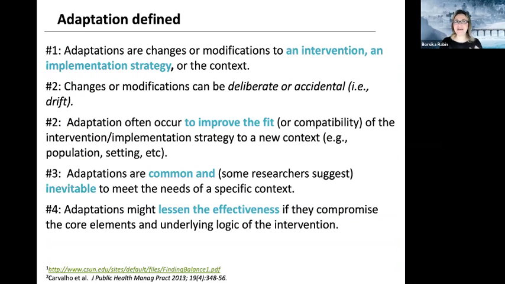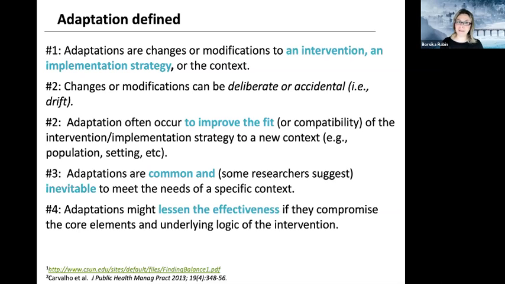So we wanted to start with a definition of adaptations. Most commonly, they are referred to as changes or modifications to an intervention, an implementation strategy, or in some cases to the context. And while the original, or perhaps the most frequently used, definition of adaptation is intentional change, in some cases adaptations are also considered when they are non-intentional or accidental. The changes that we make to these interventions and implementation strategies or the context are almost always to improve fit: the fit of the intervention with the local context, or the fit of the implementation strategy within the context where we try to implement.